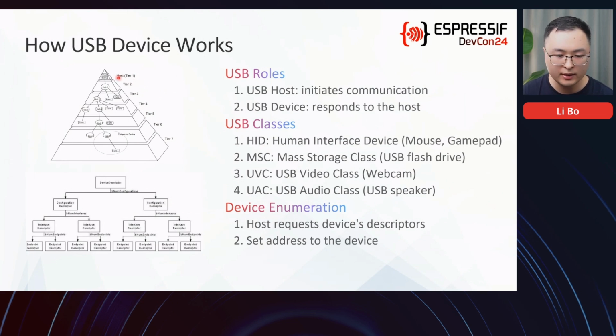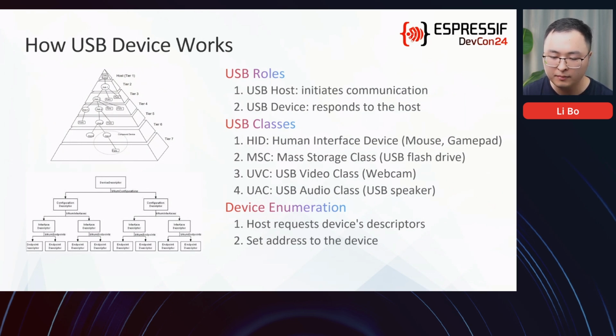In the USB system, there are different roles of USB devices, the USB host and the USB device, and there are also special devices like the USB hub. The USB hub can connect to multiple devices downstream. So finally, the USB bus looks like a tree structure. And please keep in mind that USB communication is always initiated from the host to the device.